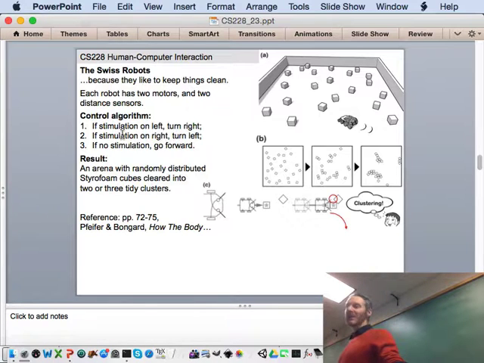It would be if it was a touch sensor. It's not a touch sensor. It's a distance sensor. So it's emitting a reflected beam of light, and it's looking to see how long it takes for that beam of light to come back, and it gives it a distance reading. How far away is something? You would think that if you put a bunch of these Swiss robots in this arena, they would just move away from each other and the cubes and the walls of the arena, and they would never clean anything.